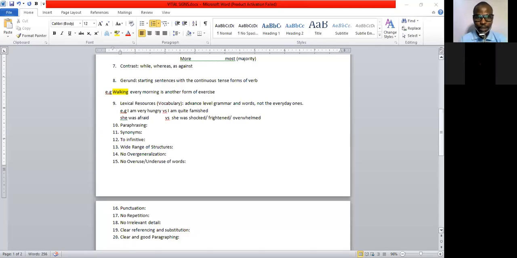So she was shocked, frightened, overwhelmed. Now my observation about some of these high level words is that they are words we know on a normal day, but we don't use them typically. I don't know whether you understand what I mean by that.